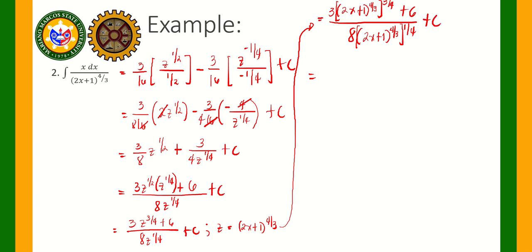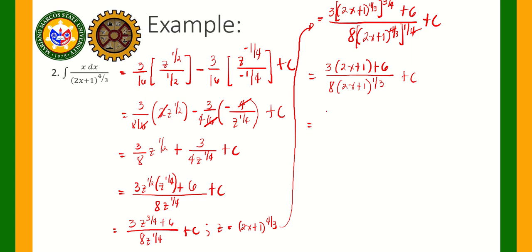Okay, so 4 over 3 times 3 over 4, that is equal to 1. So, magiging 3 times 2x plus 1 plus 6, and then, over, okay, 4 over 3 times 1 over 4, magka-cancel si 4. That will be equal to 8 times 2x plus 1 raised to 1 over 3 plus c.